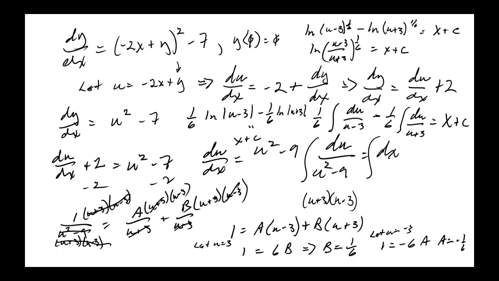The log of a product is the sum of the logs. You remember that one? Okay. So the log of a difference is the log of a quotient. In other words, the log of this would be the log of this minus the log of that. And that's how we got there. It's just one of the rules of logarithms.